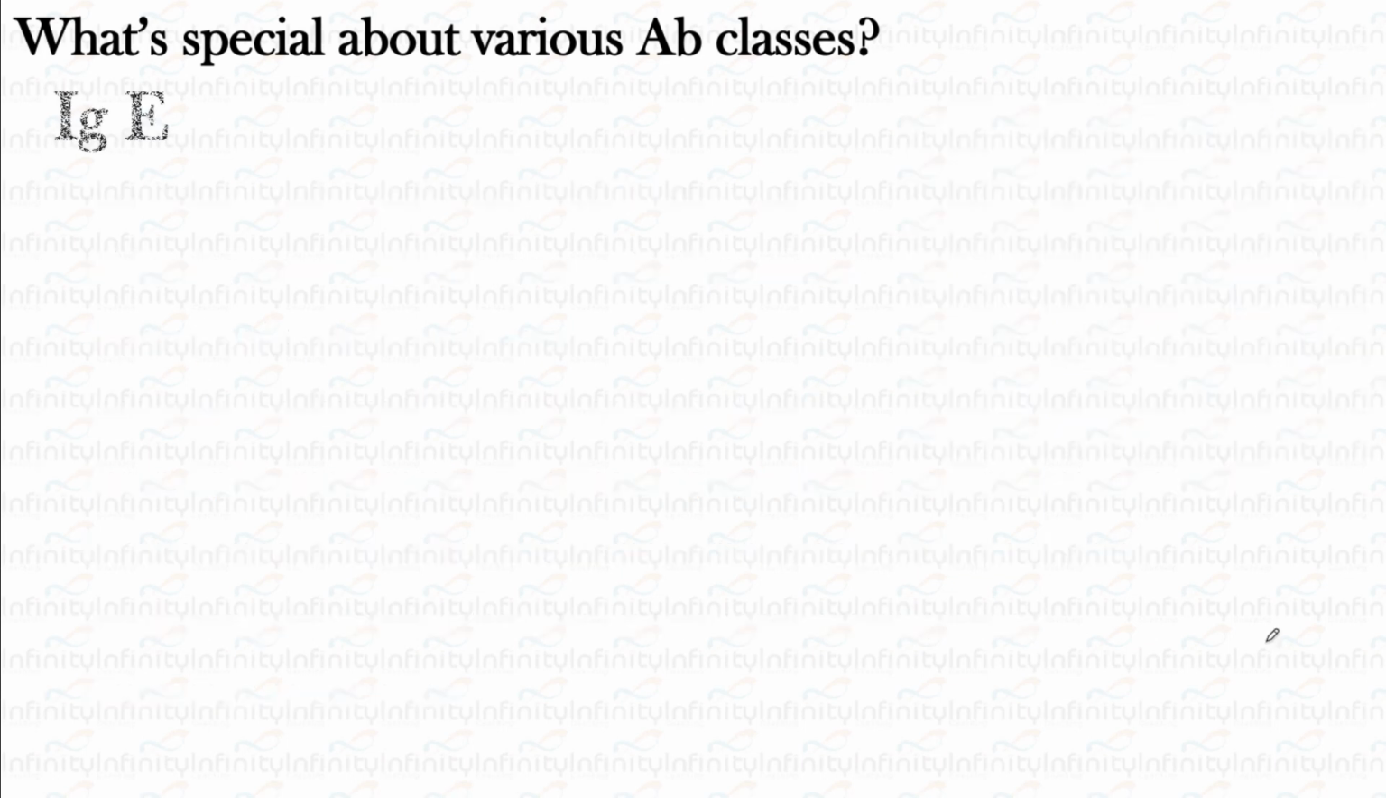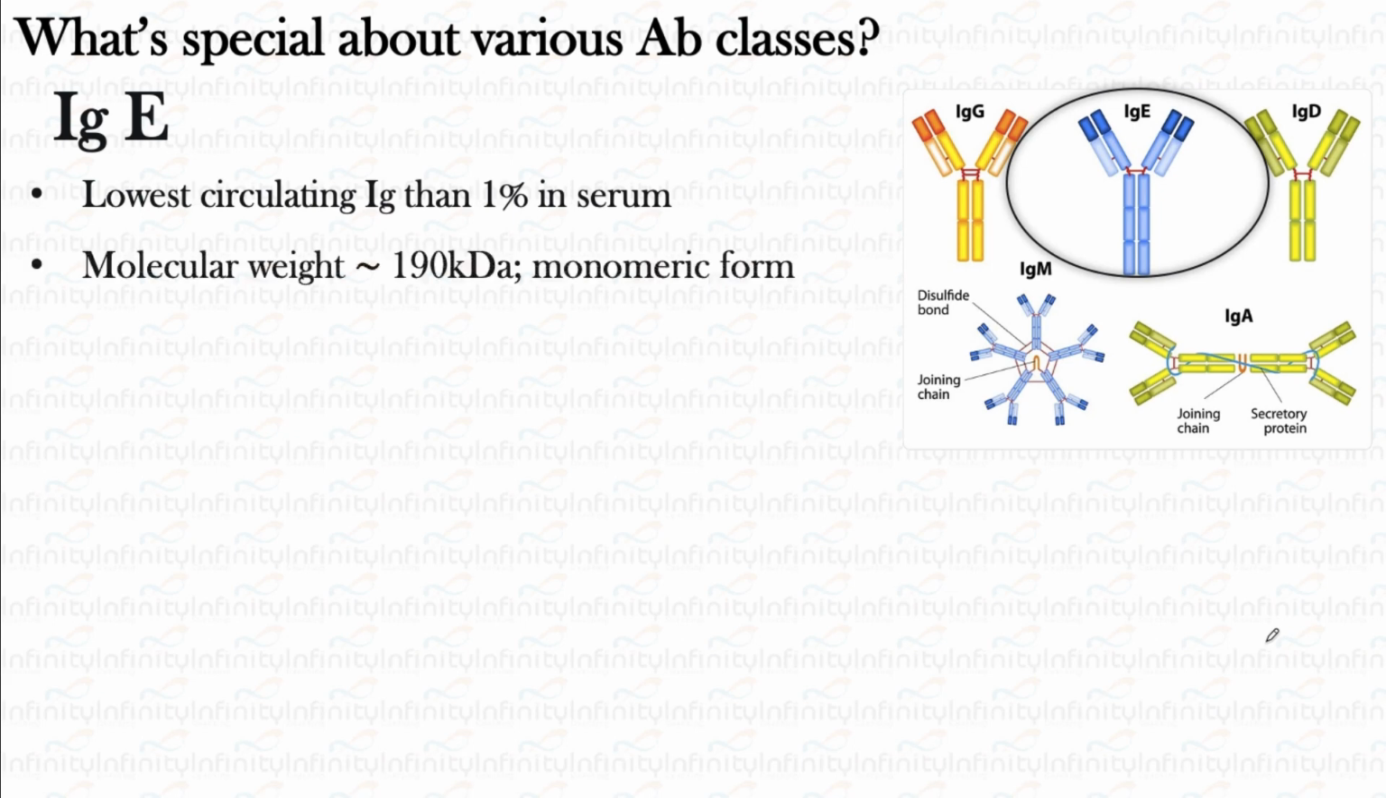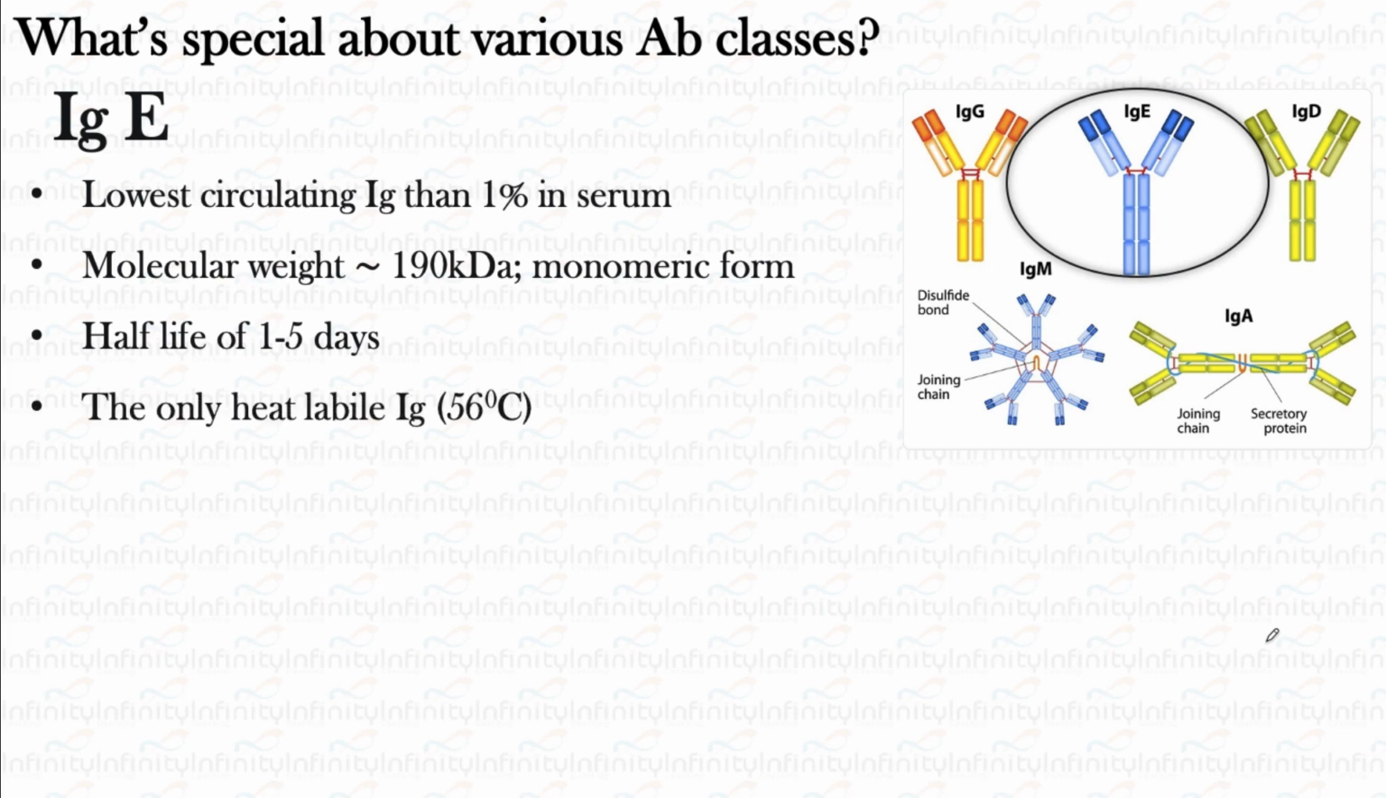Let's move on. The next antibody is IgE. It has a special distinction of being the lowest circulating immunoglobulin in the serum with a concentration of far less than 1% in serum. The molecular mass is about 190 kilodaltons and it always exists in a monomeric form. The half-life of about 1 to 5 days is average compared to other antibodies as well. It is the only antibody in serum that is heat labile. That means at 56 degrees centigrade, the IgE completely inactivates while IgG, M, A and D still remain quite active. So it is the only heat labile antibody that we have.